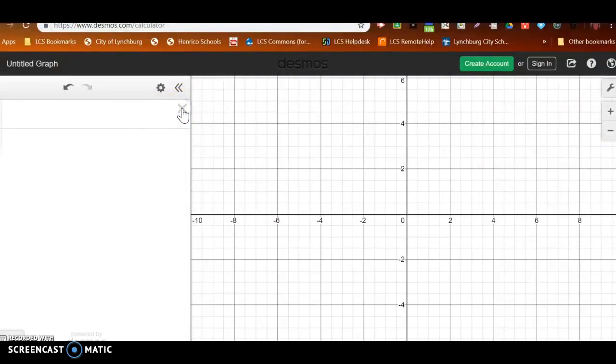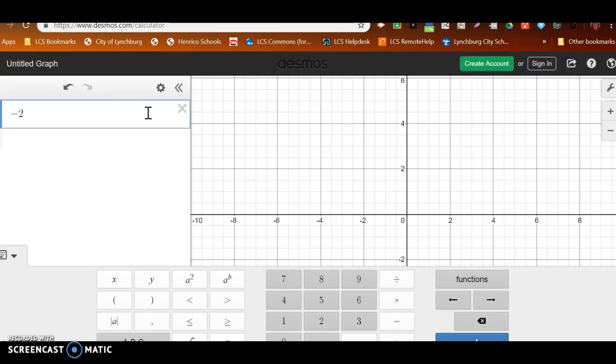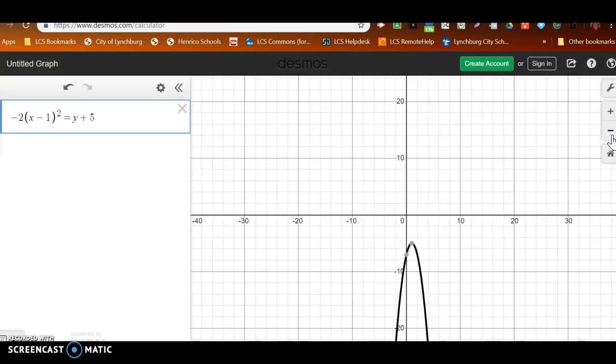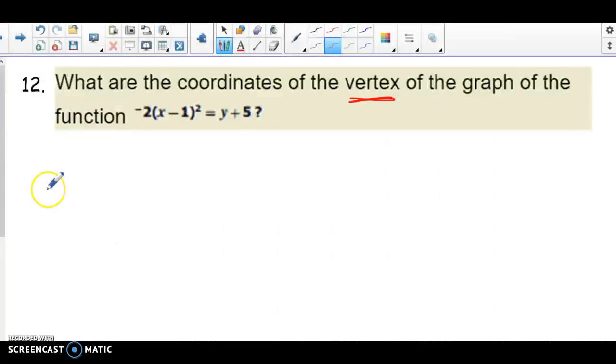When we go to Desmos, we've got -2 times the quantity (x minus 1) squared equals y plus 5. I don't see anything here for my graph, so notice I had to zoom out. When I zoomed out, this actually gives me the point for my vertex. It stopped moving up and started moving down at the point (1, -5). So my vertex is at (1, -5).